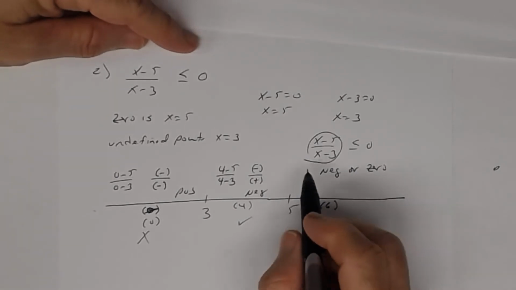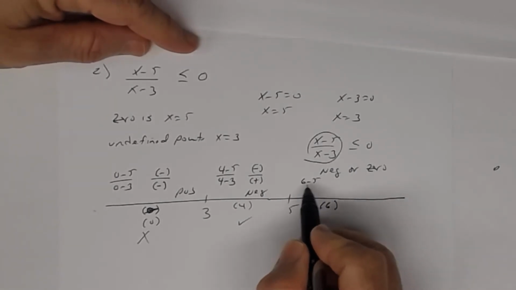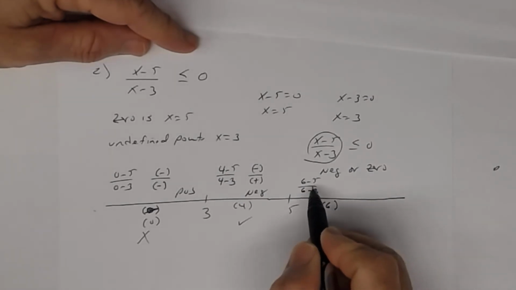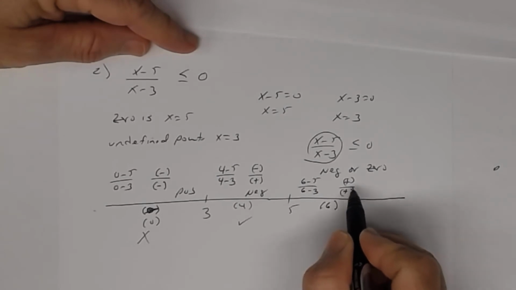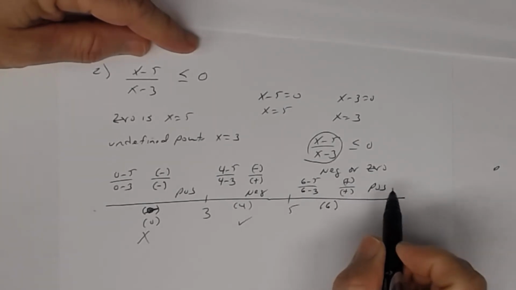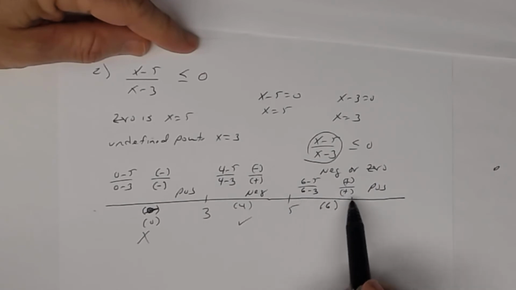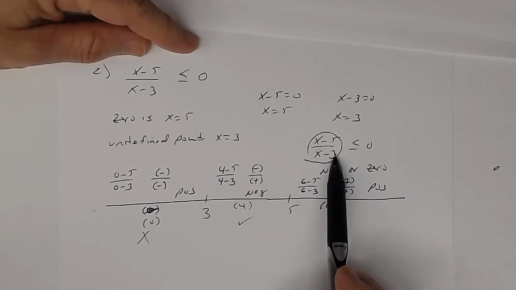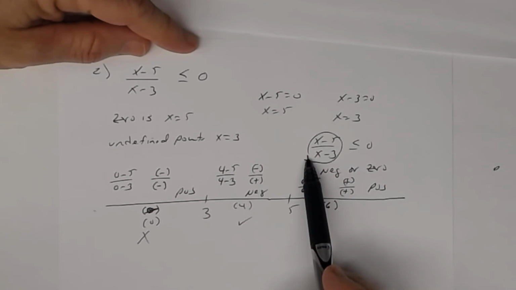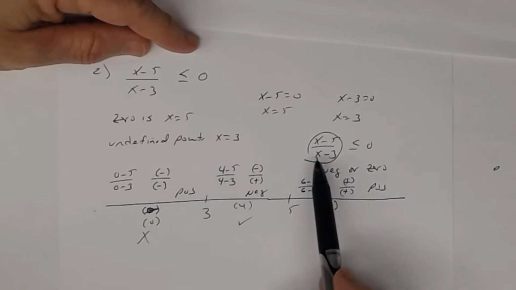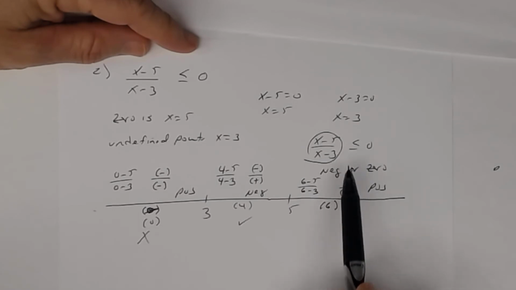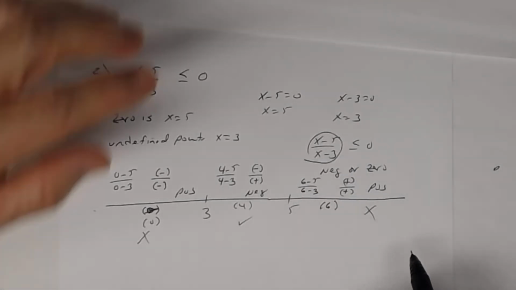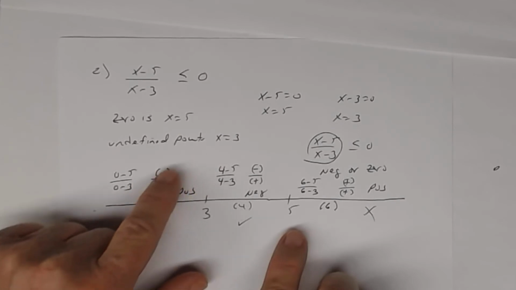Then let's go to 6. So we have 6 minus 5 divided by 6 minus 3. Well, 6 subtract 5 is a positive number. 6 subtract 3 is a positive number. A positive divided by a positive is a positive. So what that means is that any real number that's greater than 5 will make this rational expression a positive number. But that's not what I want, because I want this rational expression to be less than 0, negative, or equal to 0. Okay. Now, let's talk about the zeros and the undefined points.